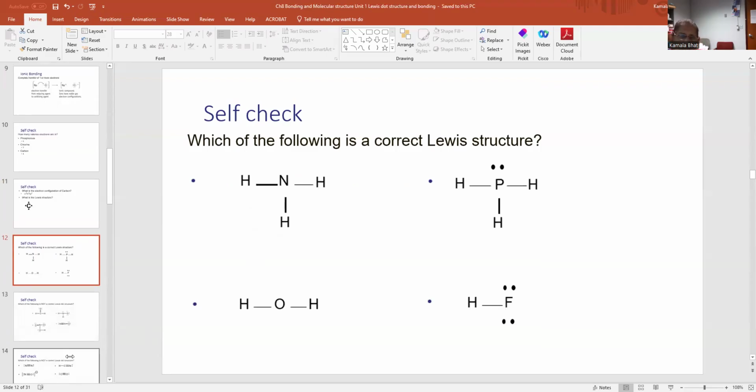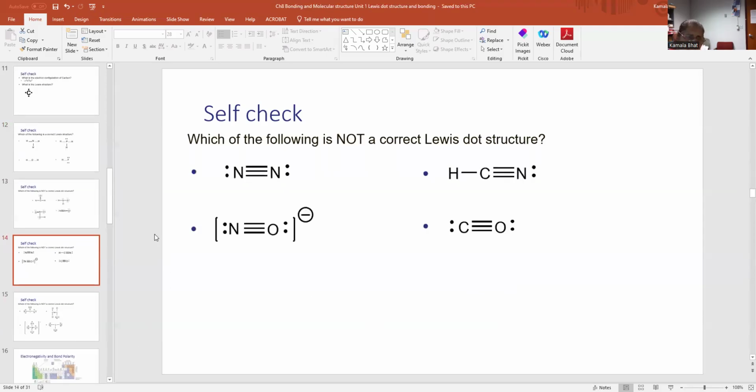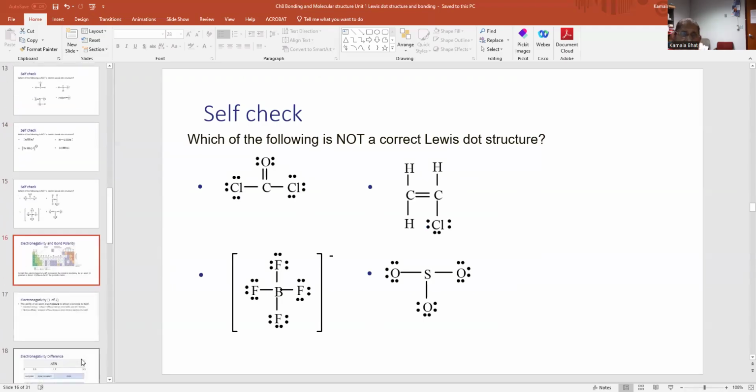And so here again, make sure you know the rules for self-check. Make sure that you can understand and differentiate a possible correct Lewis structure by ensuring that each element completes its octet or duplet. Hydrogen can take only 2 electrons and no more, and all other elements will try to surround themselves with 8 electrons. And these are different types of structures for practice.